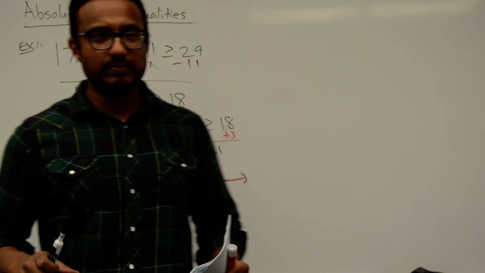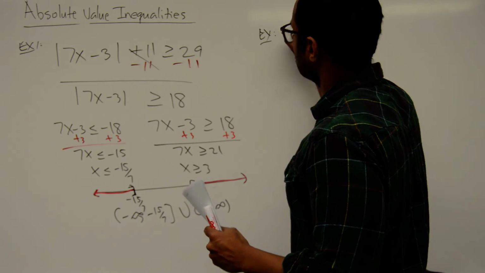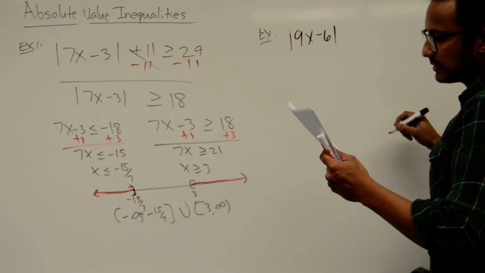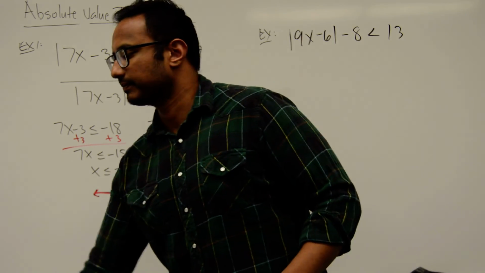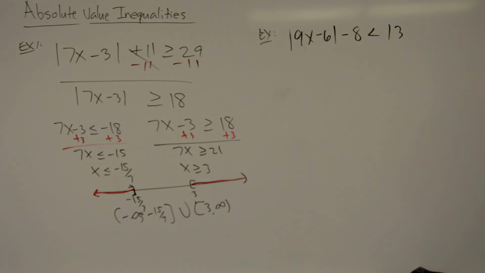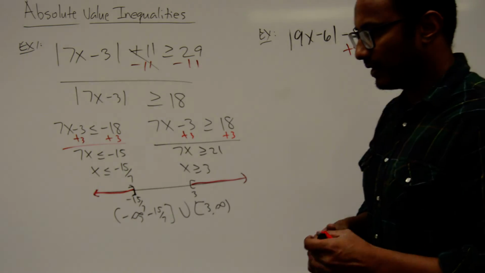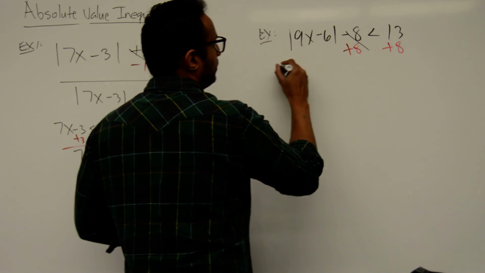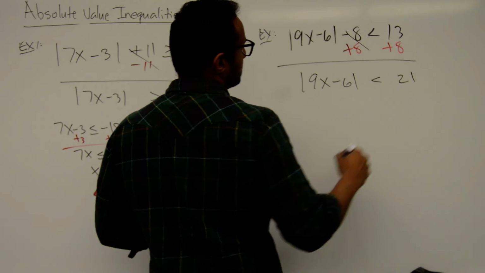For our last example, let's practice with the less than. So we have the absolute value of 9x minus 6, minus 8, less than 13. You start off by isolating the absolute value, which means we are going to add 8 to both sides. That's always step 0, isolate the absolute value. If you do that, we get the absolute value of 9x minus 6 less than 21.